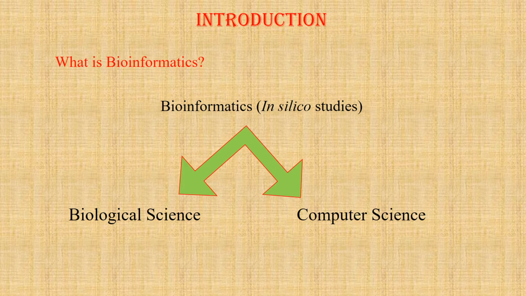So what is bioinformatics in its larger sense? It is the science that studies biological systems with the help of a computer. It is therefore a science made up of two other sciences, that is, biological science and computer science.